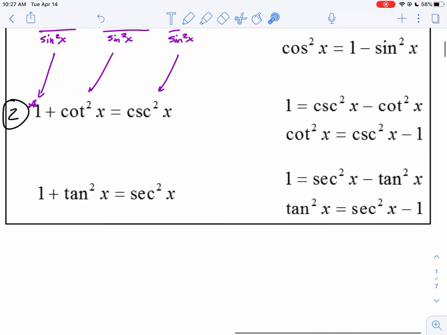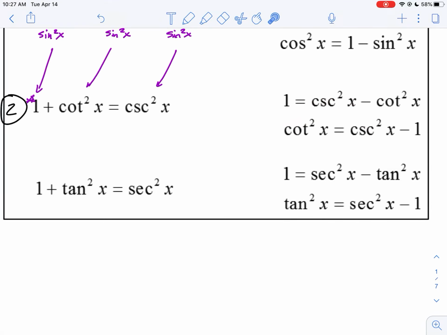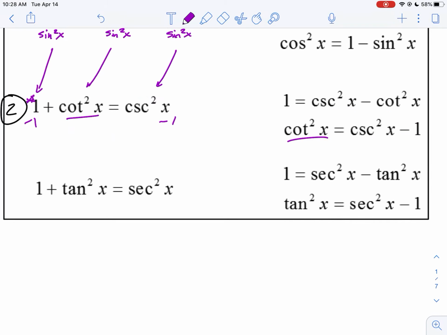Now, if you'd rather just memorize this, that's fine, but you will need to be able to use this. Now, you could probably see some similarities between what we did to get from here to here and what we are going to do to find these alternative forms. And so here again, you could see if I just subtract cotangent squared from both sides, that we end up with 1 equals cosecant squared x minus cotangent squared x, which is exactly what we have up here. And then you can see that if we do the same thing, we can get cotangent squared by itself by subtracting 1 from both sides. So we get this equation here.